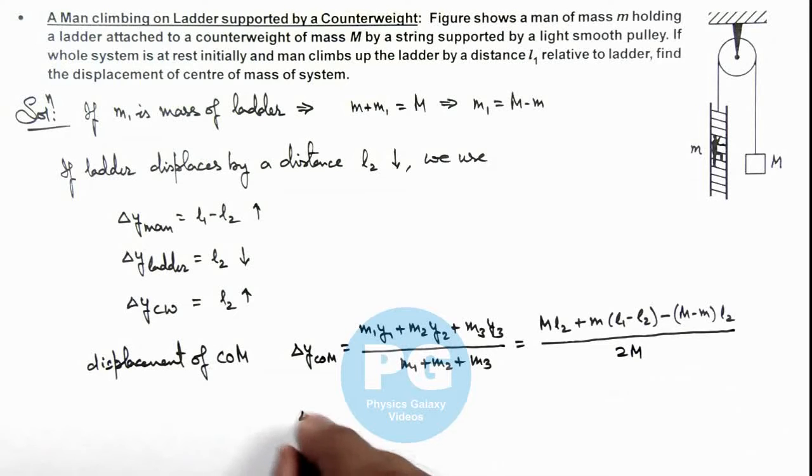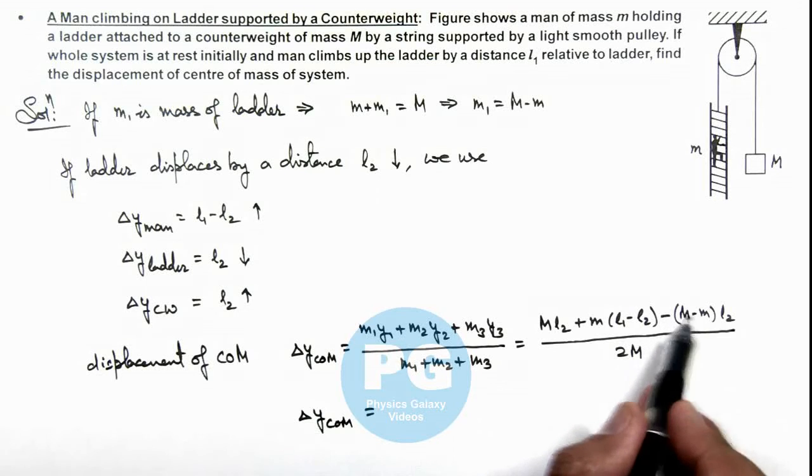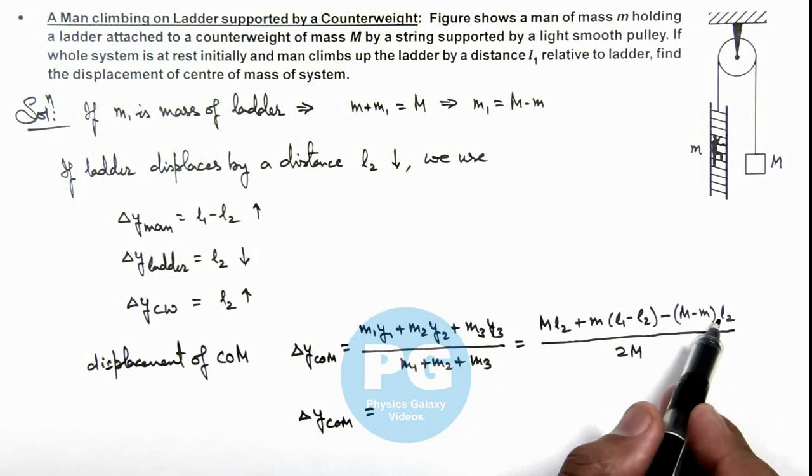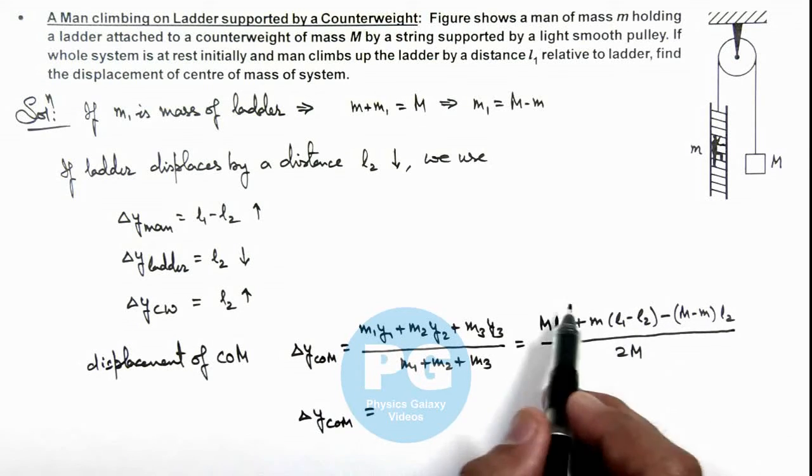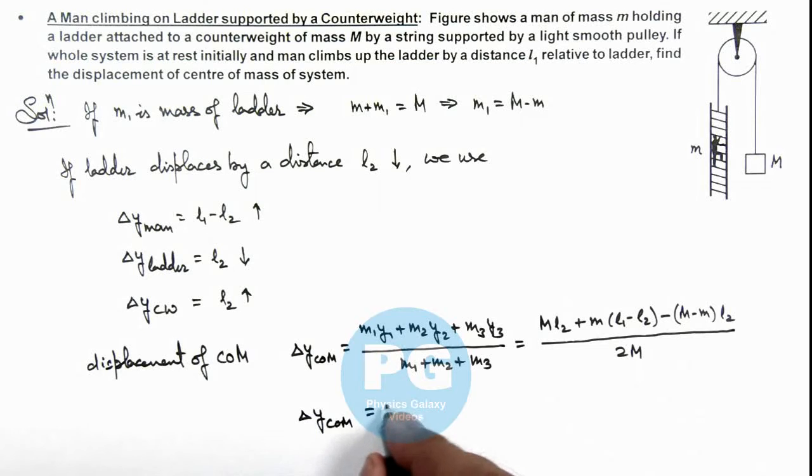So on simplifying, we'll get delta y of center of mass is equal to, here M L2 gets cancelled out, small m L2 can also be cancelled here. So we can write the result as m L1 by twice of capital M. That is the result of this problem.